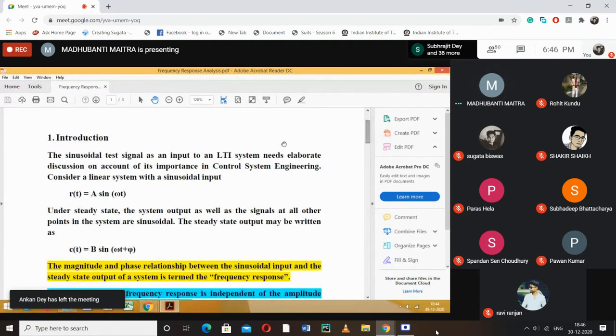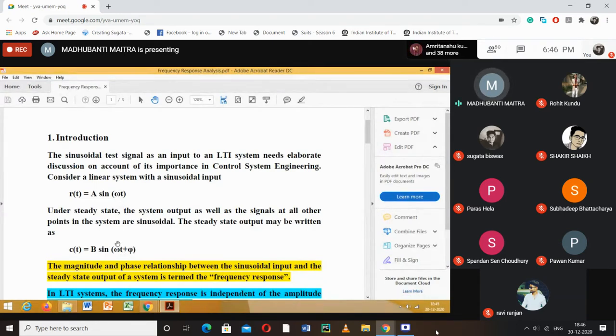So when an LTI system is excited with a sinusoidal input, the reference input to the system is given by A sin omega t. If the system is linear, then at all points in the system, all the signals will be sinusoidal. So naturally, the steady state output from the system will also be sinusoidal, and it can be written as c(t) = B sin(omega t + phi).